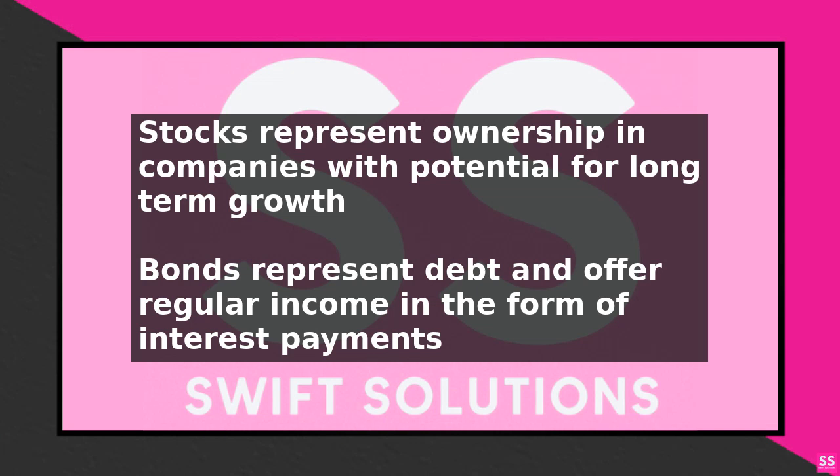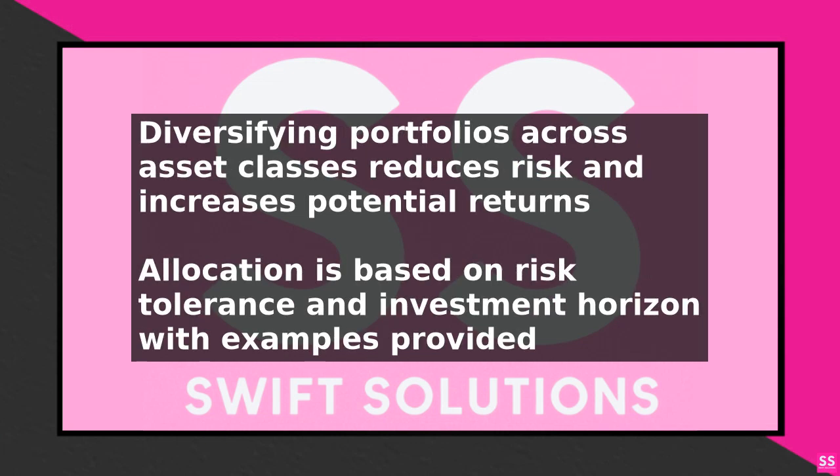Now, let's talk about how to allocate your investments across these asset classes. The key is to diversify your portfolio by spreading your investments across different asset classes. This can help reduce risk and increase potential returns over the long term. A general rule of thumb is to allocate your portfolio based on your risk tolerance and investment horizon.